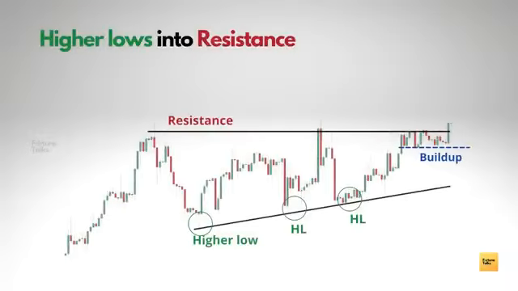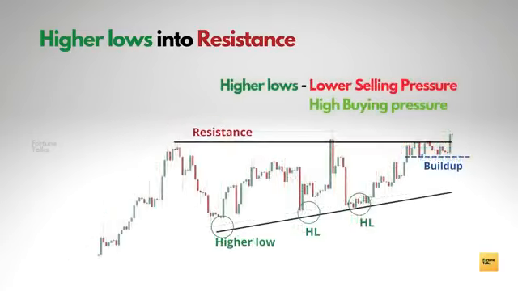So build up is a core concept whenever we trade breakouts. However, there are variations of it. For example, when you see higher lows into resistance, it is a sign of strength or weakness. Now think about it. When you see higher lows into resistance, what does it tell you? It tells you that there is not enough selling pressure, or the sellers are weak. It also tells you that there is strong buying pressure which supports the higher prices.